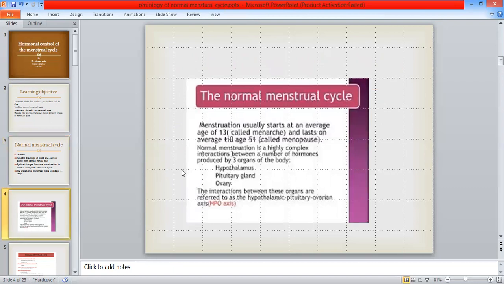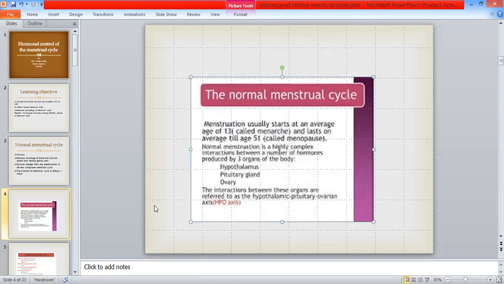There are some terms related to the normal menstrual cycle. Menstruation usually starts at an average age of 13, and the first menstrual cycle is called menarche. The last menstruation occurs at an average age of 51, which is called menopause. Menopause is the permanent cessation of menstruation in a female.